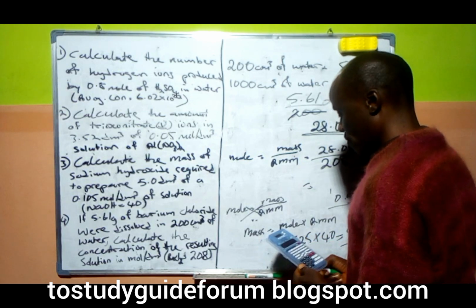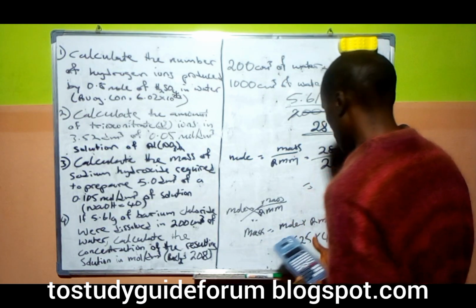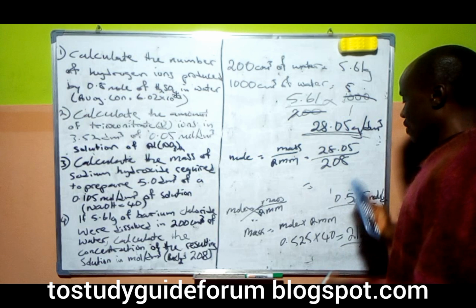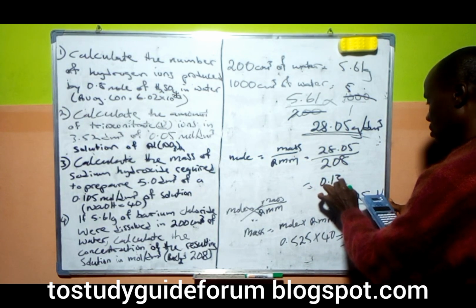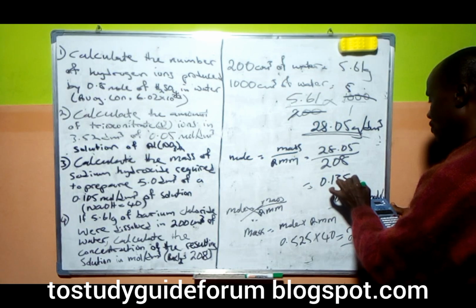What we have there, in mole per dm cube, is 0.5 mole per dm cube.